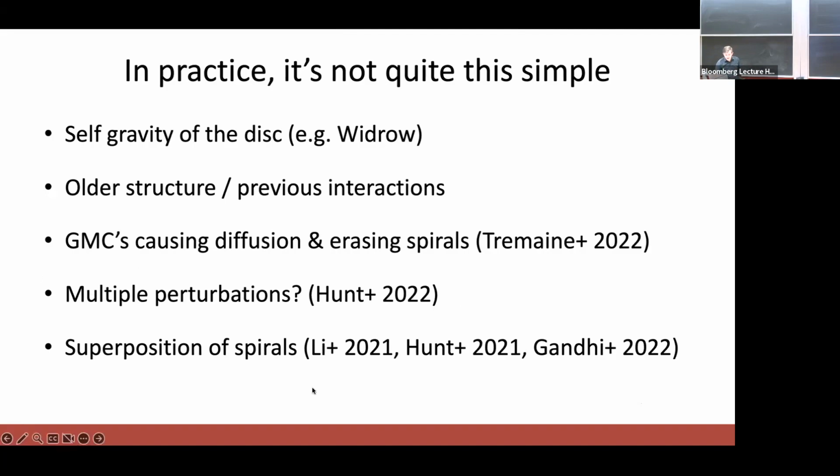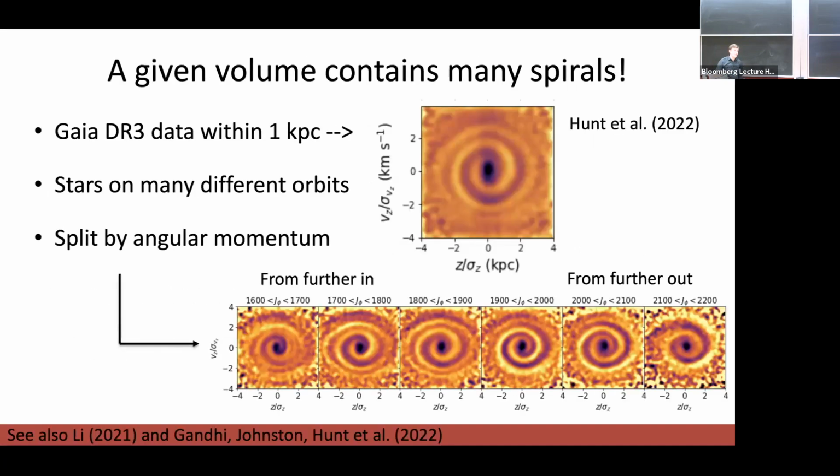And then finally, even if none of those things are the case, and you have a nice clean single perturbation and no GMCs and no previous interactions and no multiple perturbations, you still actually are left with a superposition of phase spirals in a local area. And that's because a local volume, so this is again the Gaia DR3 data you see in the density, already pops out within 1 kiloparsec of the sun. This actually contains stars on many different orbits.